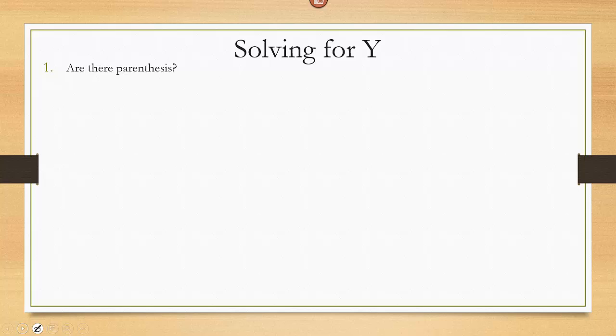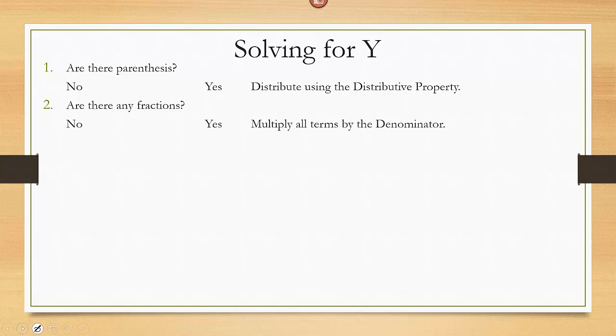So first ask yourself, are there parentheses? If there are not, move on. If yes, solve whatever is inside the parentheses, or use the distributive property. 2, are there any fractions? If there are not any fractions, move on to 3. If there are fractions, multiply your entire equation by the denominators so that you'll be able to get whole numbers and have the equation just be a whole lot simpler.